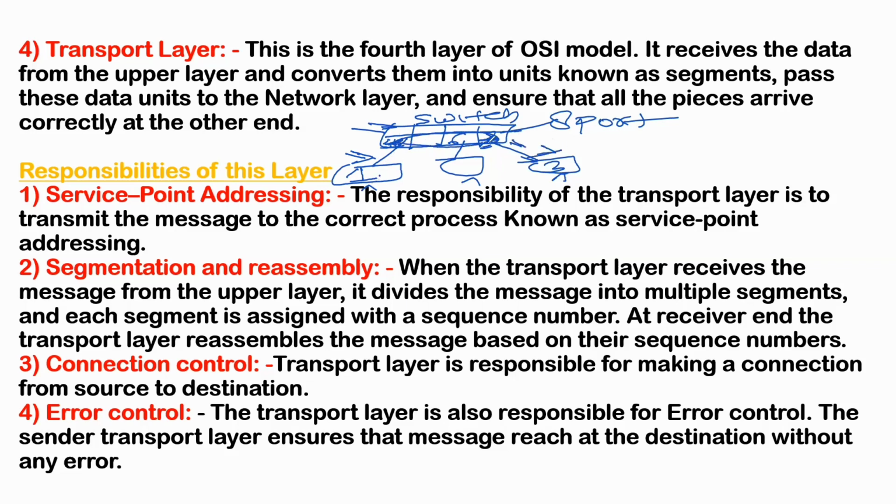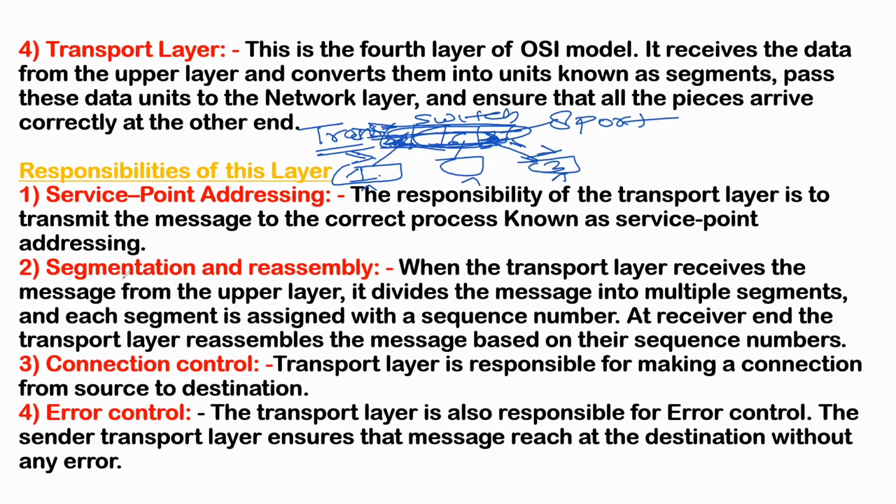So this internal process is called service point addressing, meaning correctly sending the data from one port to another port. This is known as service point addressing. So transport layer is responsible for this process also. When you send the data from one port to another port, transport layer is responsible for this process.